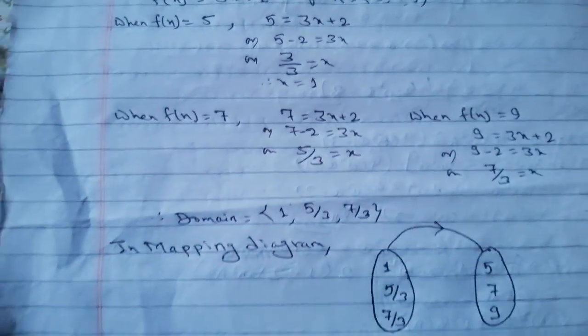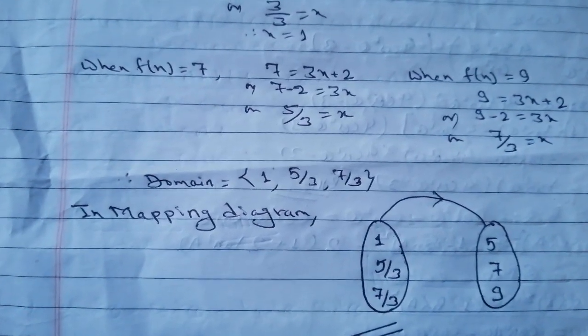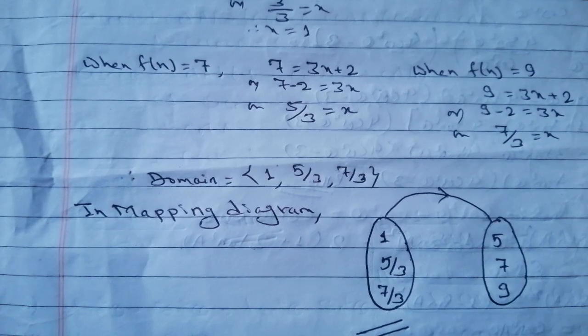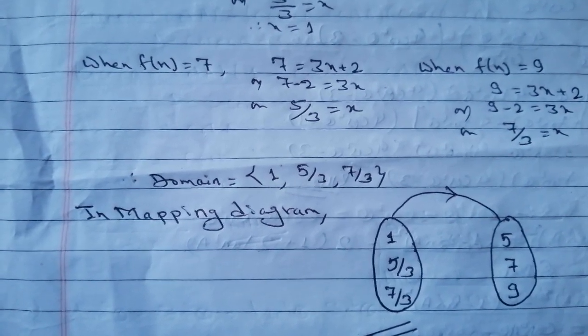So showing it in mapping diagram, we get this kind of figure where domain are kept in the first oval and range in the second oval.